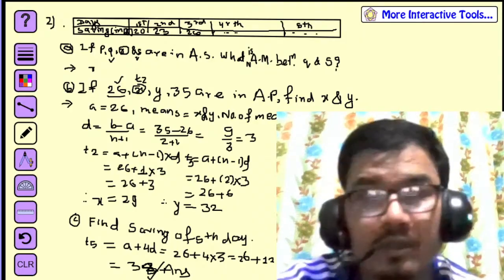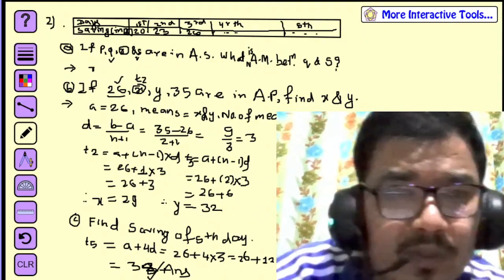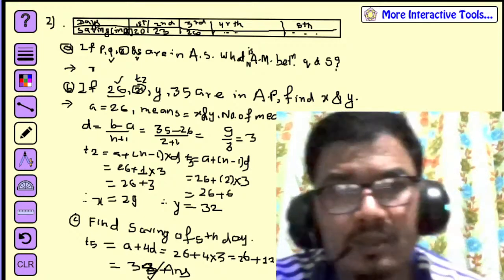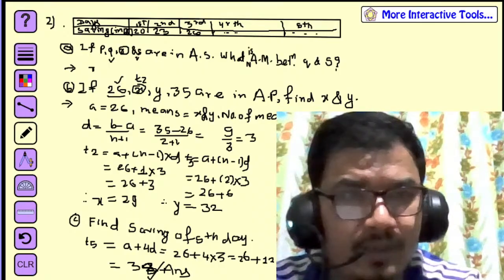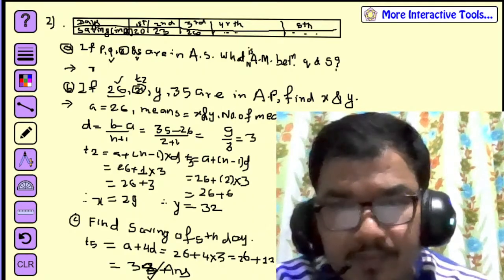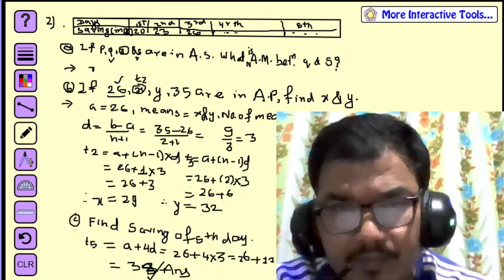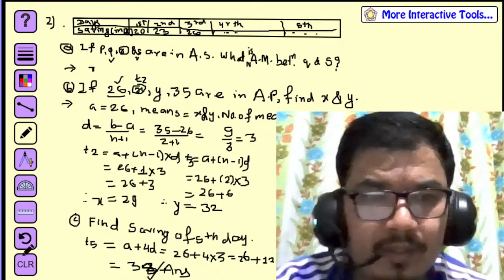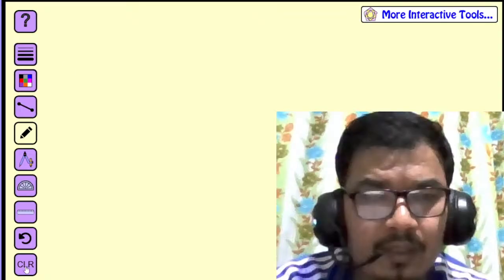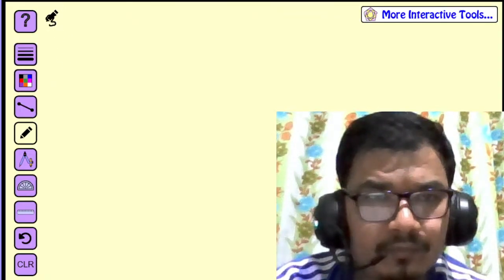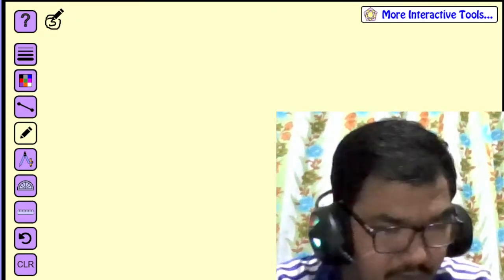Okay, children, now look here. This was the question related to arithmetic sequence. Arithmetic series also, and this is the sequence one. And now I want to give the question from the next topic. This I want to clear, okay, and I want to give here the next question.